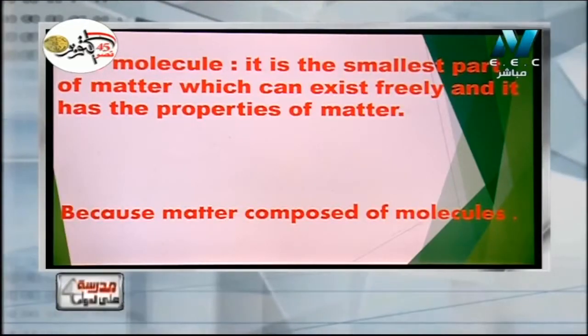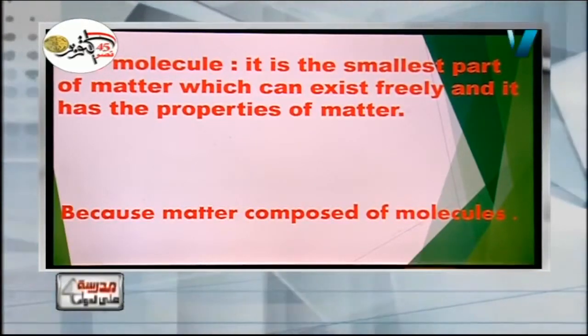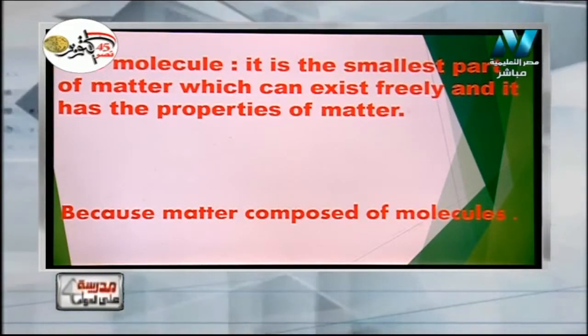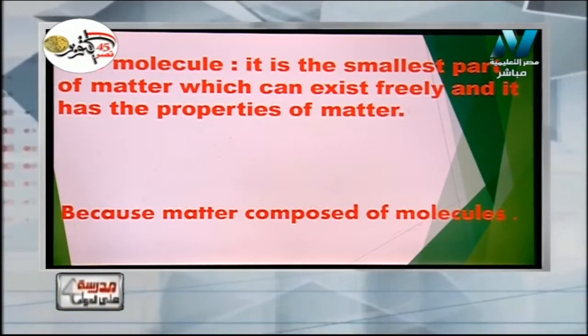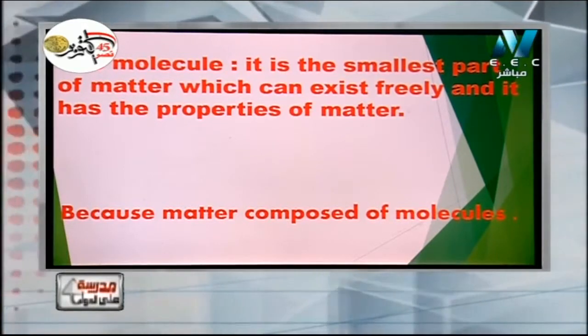There is another smaller particle of matter called atom, but the difference between atom and molecule is that a molecule can exist freely, while an atom can't exist freely. Why? We will know next time. But now, what's meant by molecule? Molecule is the smallest part of matter which can exist freely, and it has the properties of matter, the color of matter, the smell of matter, and all properties of matter.